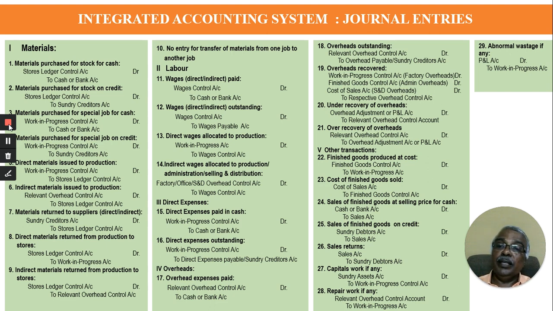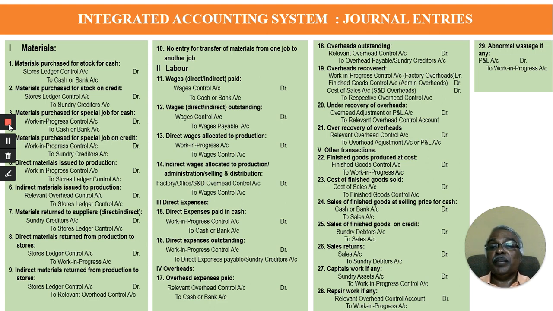But when the materials are purchased on credit, you should pass an entry where you have to credit the sundry creditors account. Here you should note that under the non-integrated accounting system, whether you purchase on cash or credit, the journal entry remains the same. But here you should change it. If it is purchased on credit, stores ledger control account debit to sundry creditors account.